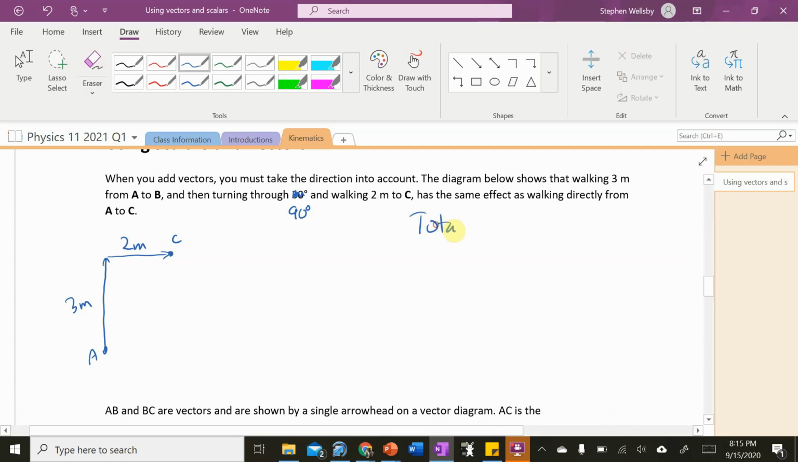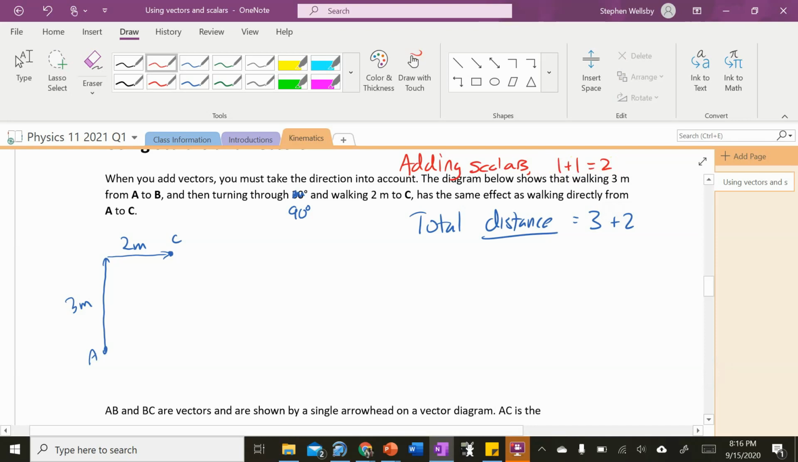So total distance as a scalar is going to equal 3 plus 2. And this is something that's important to note. When adding scalars, we're just using traditional math that you've been doing since, I don't know when you learned addition, kindergarten, grade 1, whatever it is. So when you're adding scalars, 1 plus 1 equals 2. There's no arguing with that.